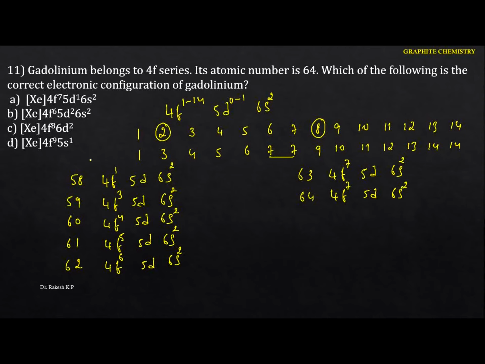The nearest noble gas will be xenon here. Just go identify, its atomic number is 54. So after 54, we just identify here: 54, 55, 56, 57, the remaining is 1. The 1 is added to the d orbital. Just identify this one. Here we are not supposed to add.